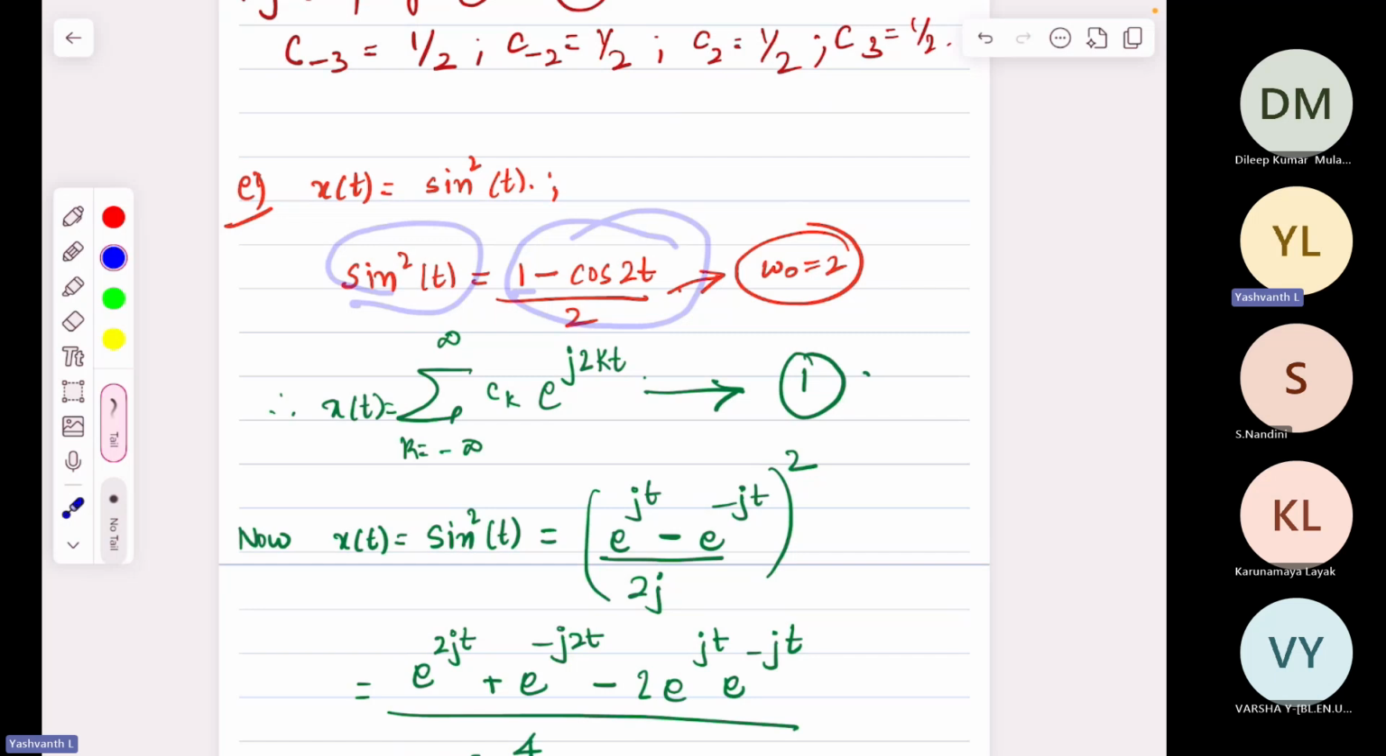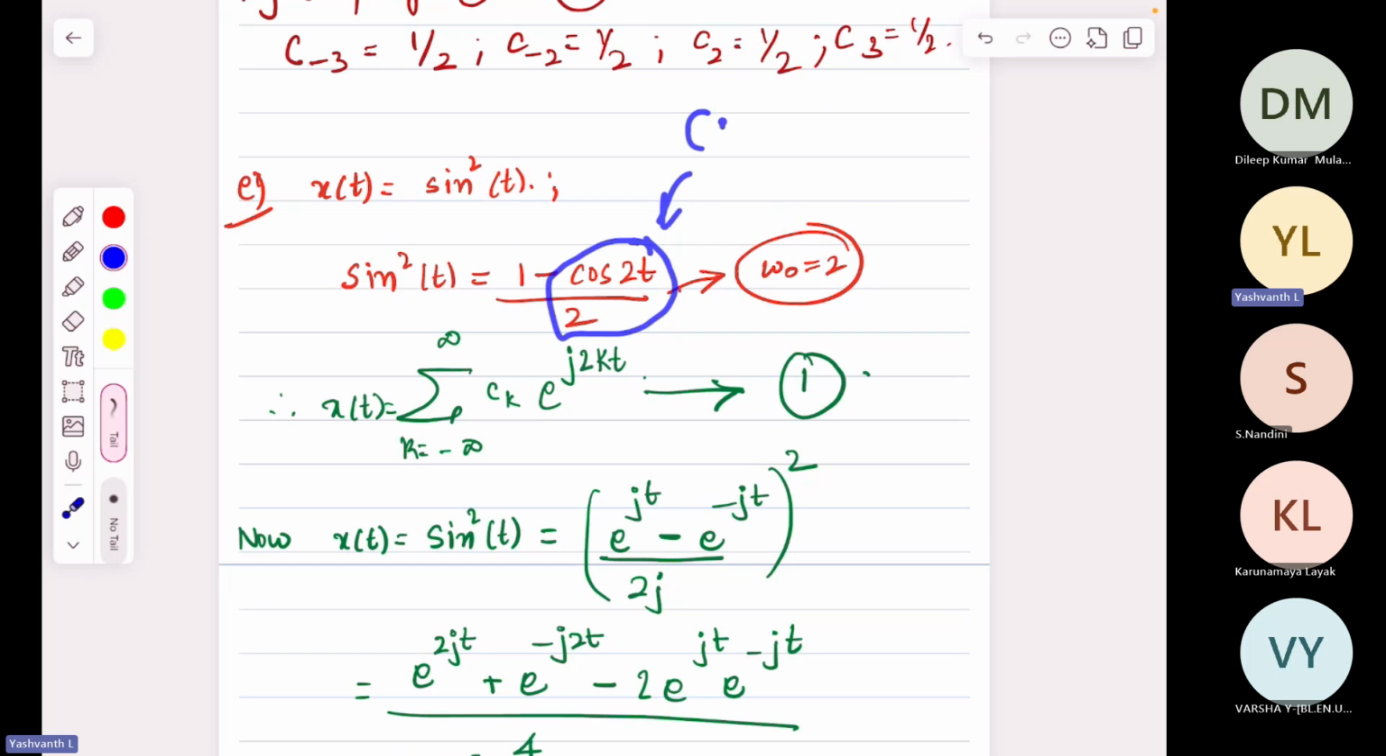You can show that this is a periodic signal with omega naught equal to 2. You can try it out. Simple. See, the half is a constant signal. There's nothing periodic about it, but it is also periodic because it is equal at every time instant.